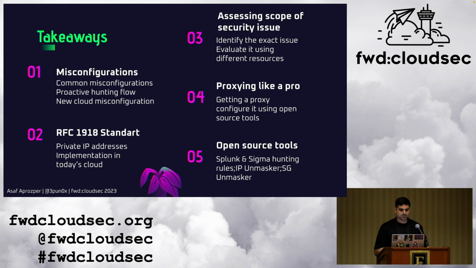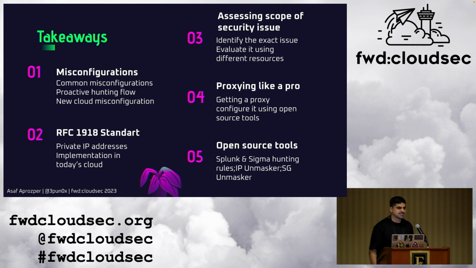We will also talk about how to assess the scope of a security issue. This involves identifying the specific problem and using different resources to understand its impact. After that, we will go into how to set up and use a proxy. This is an important skill for scanning our misconfiguration and keeping hidden. And we'll use some open source tools.